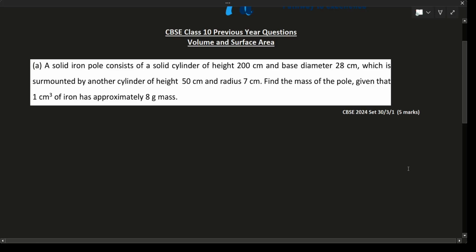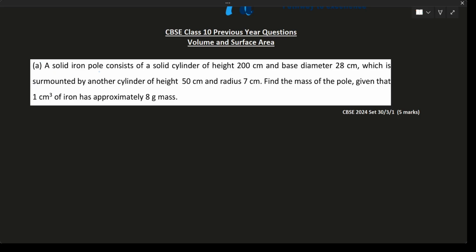Hello students, in today's video we are going to solve two questions from the topic volume and surface area. Both these questions have been asked in the CBSE 24 paper, and they both have a choice: either part A or part B you have to do. So first let's begin with part A of the question.